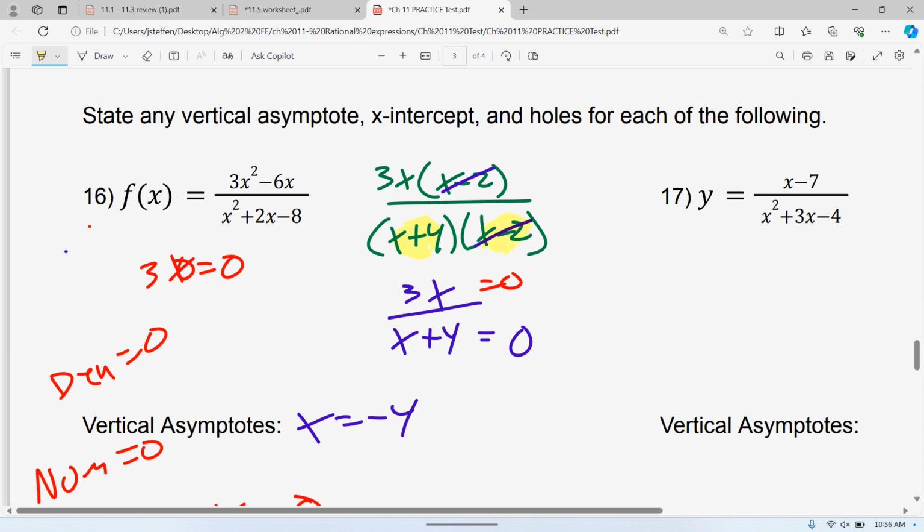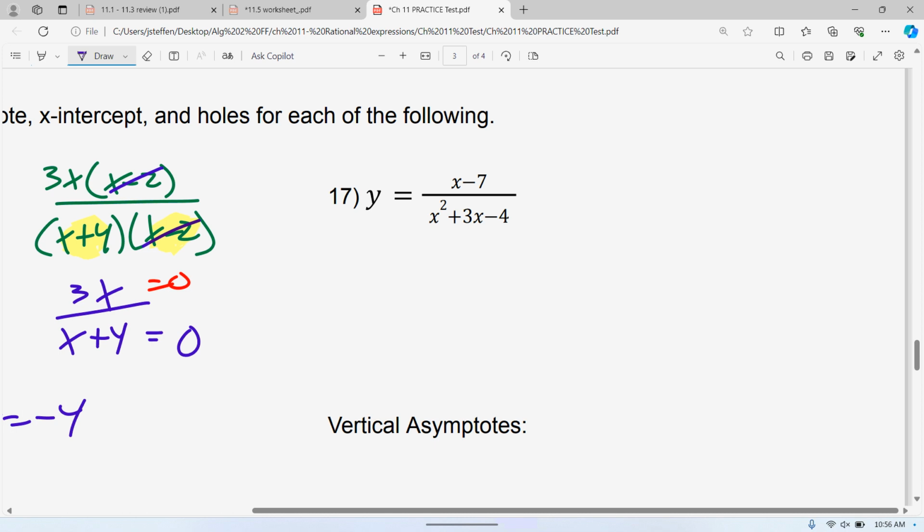Okay. Next one, we'll have x minus 7. Factor to be 3, positive 4, and negative 1. So first off, nothing cancels. So the first thing I notice is there are no holes.